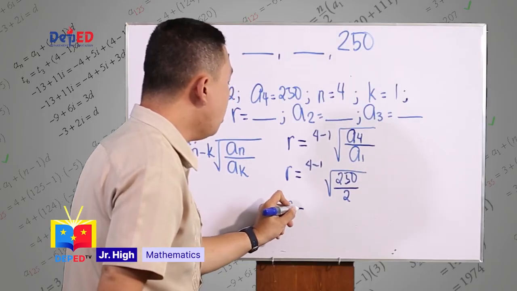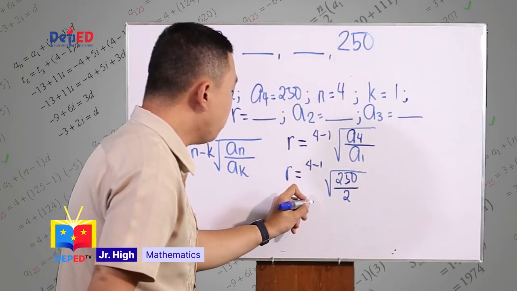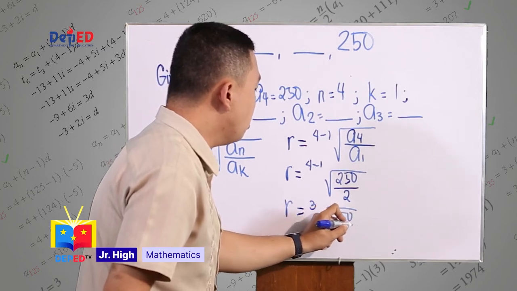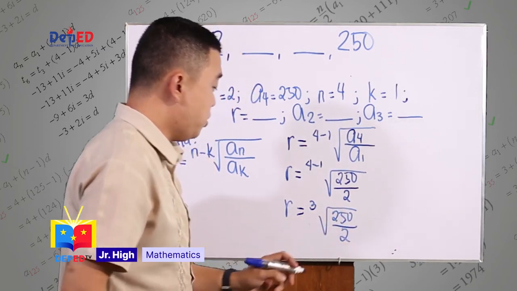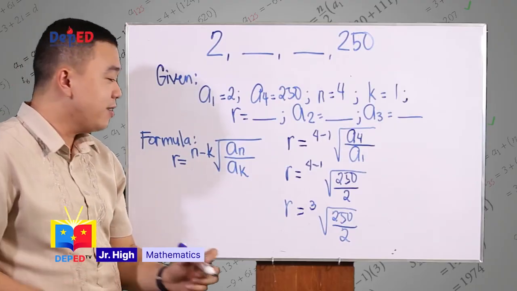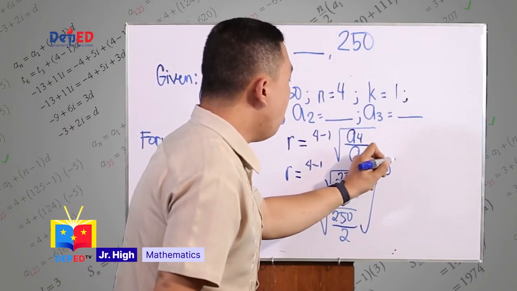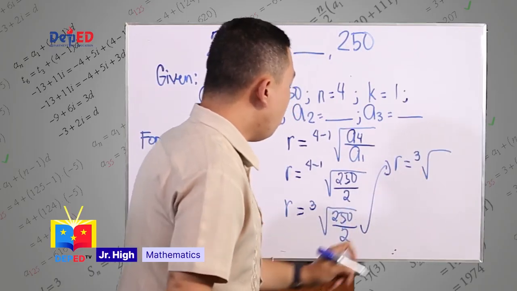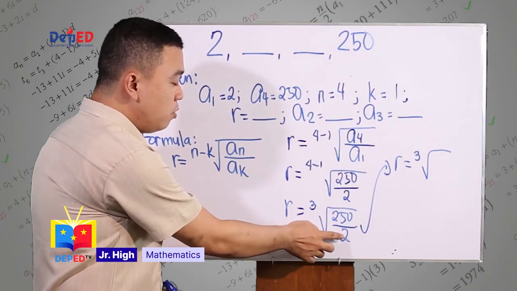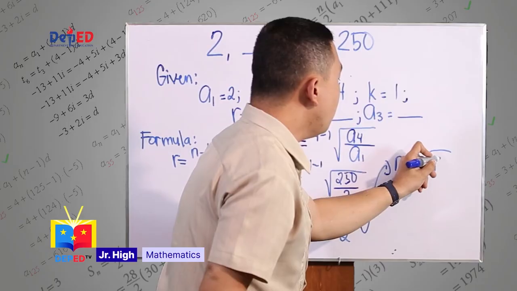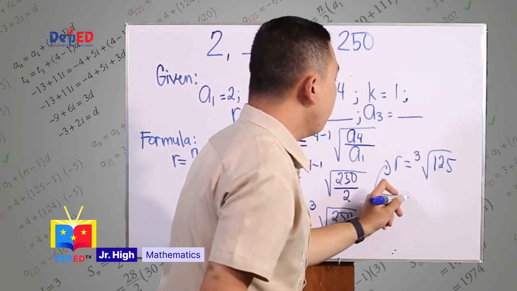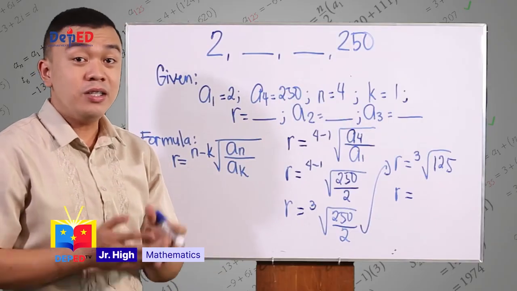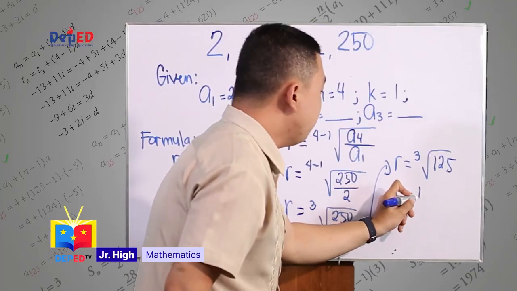Then we will have r is equal to 4 minus 1, which will give us 3, and the root of 250 divided by 2. Next, we will have r is equal to the cube root of 250 divided by 2, which will give us 125. Getting the cube root of 125, that is equal to 5. Correct.